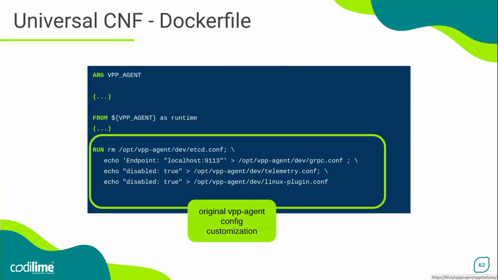Moreover, the original VPP agent configuration is slightly changed. First, the configuration file for connecting to etcd is removed. Why? Probably because the CNF data plane config can be passed within the dedicated file we just discussed, so there is no need to use etcd for this purpose. Additionally, the telemetry plugin is disabled. And the same is done with the kernel networking plugin.